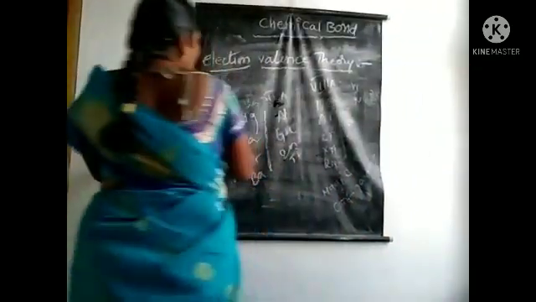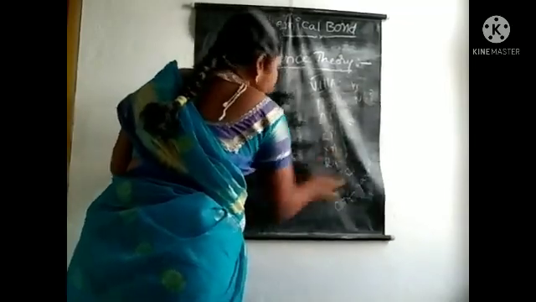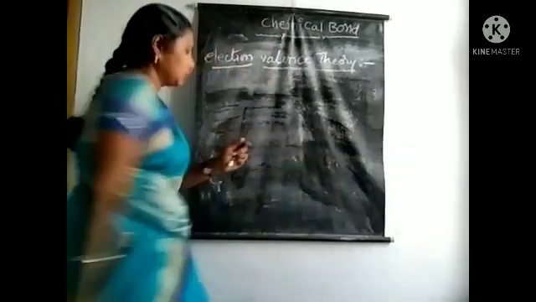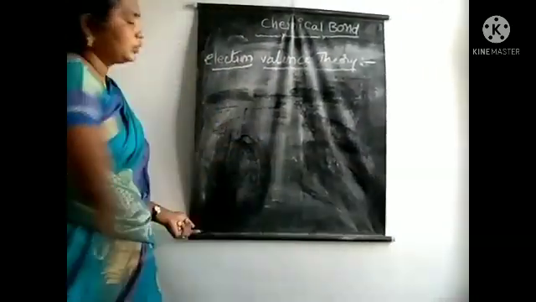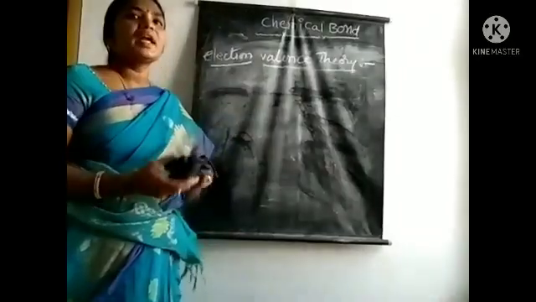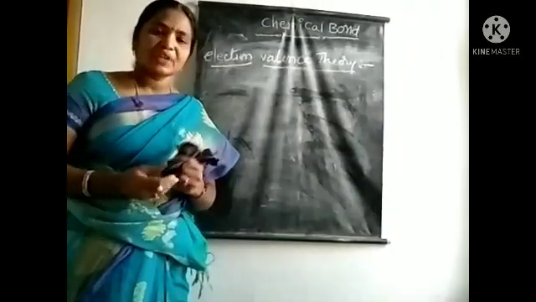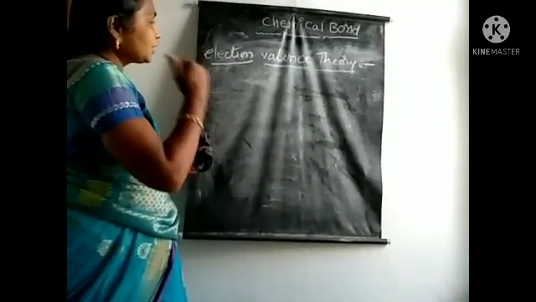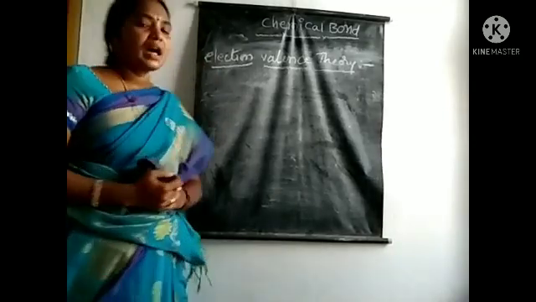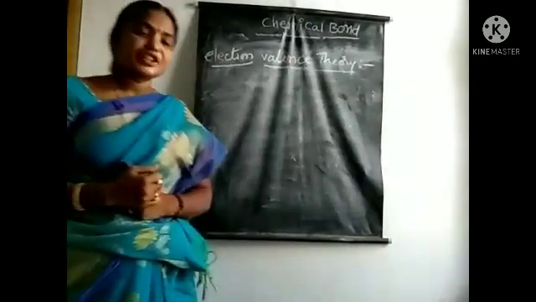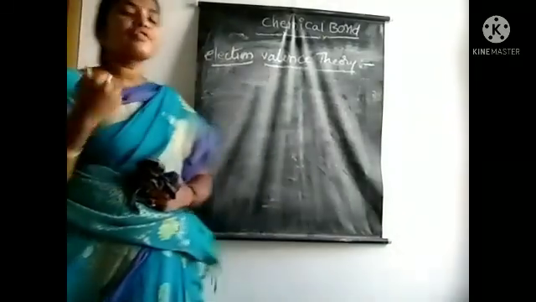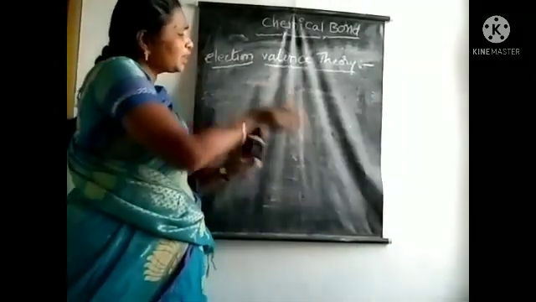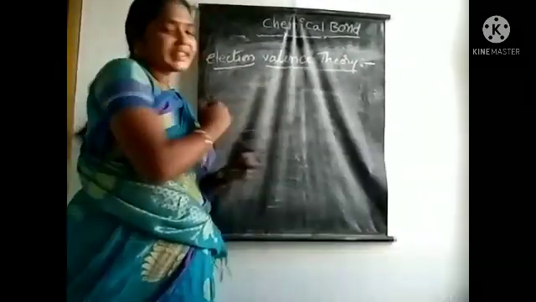Okay, let us observe electron valence theory. Electron valence theory means the valence shell electrons are responsible for the formation of a chemical bond.